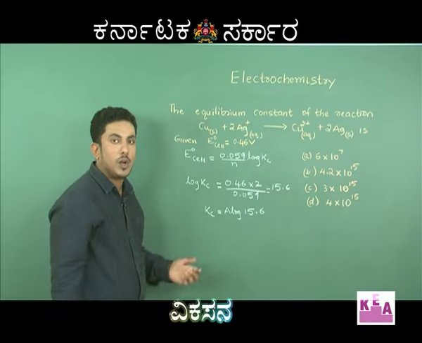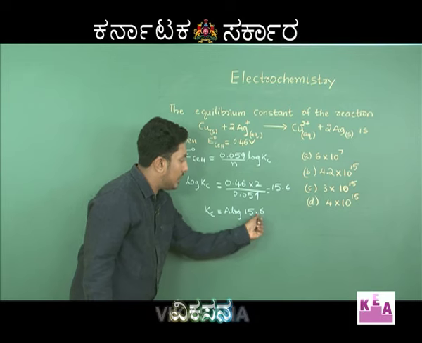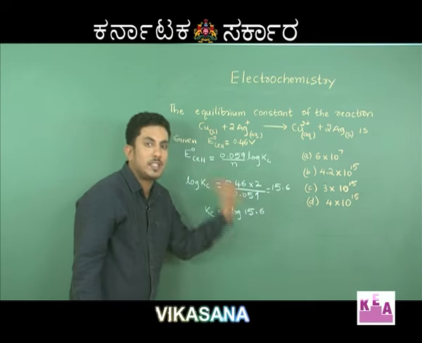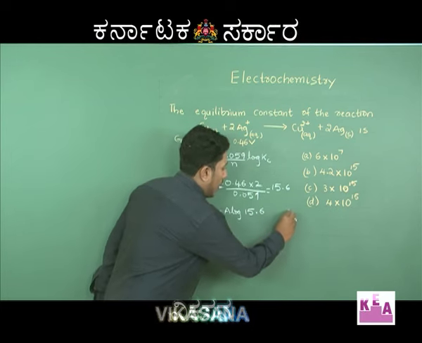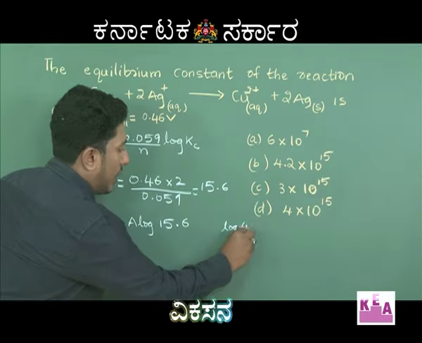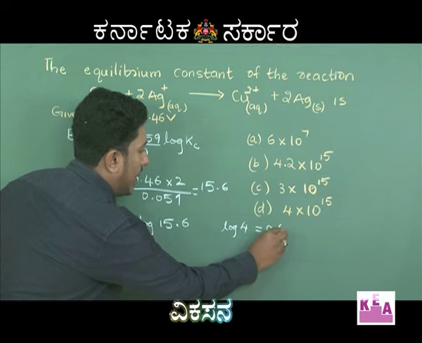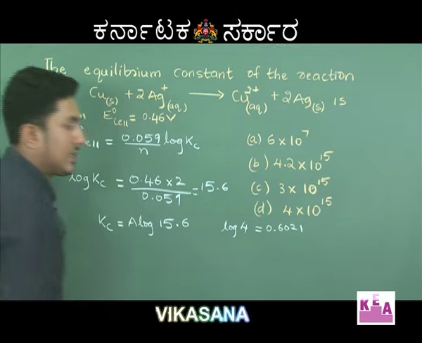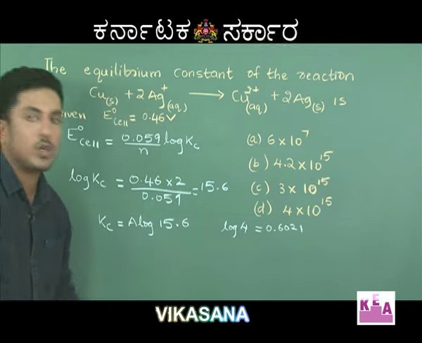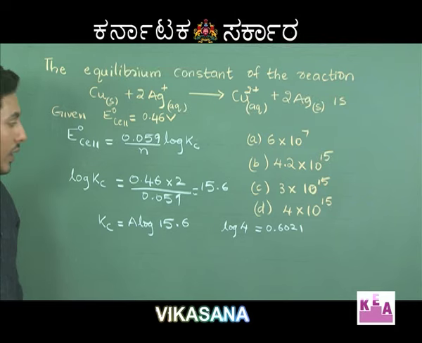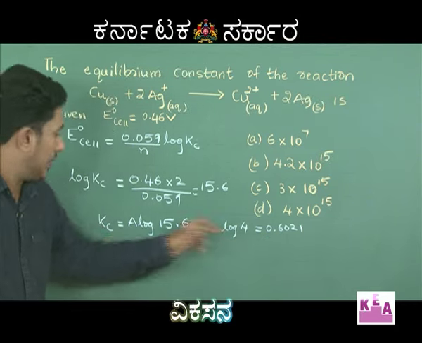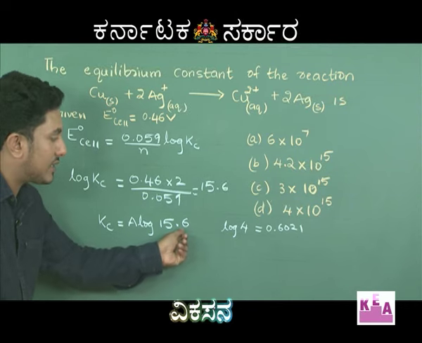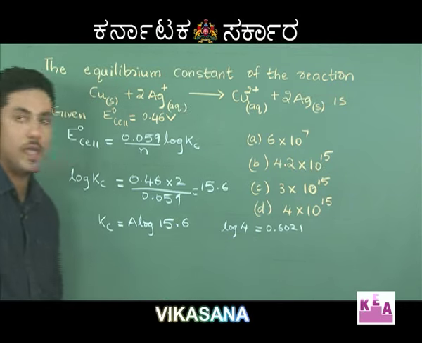Whenever you find the anti-log, the numbers that are present after the decimal point should be considered. As log 4 is equal to 0.6021, this is the standard value. Log 4 is equal to 0.6021. So anti-log of 0.6 will be equal to 4. So we need to find the anti-log of 0.6. So anti-log of 0.6 will be equal to 4.